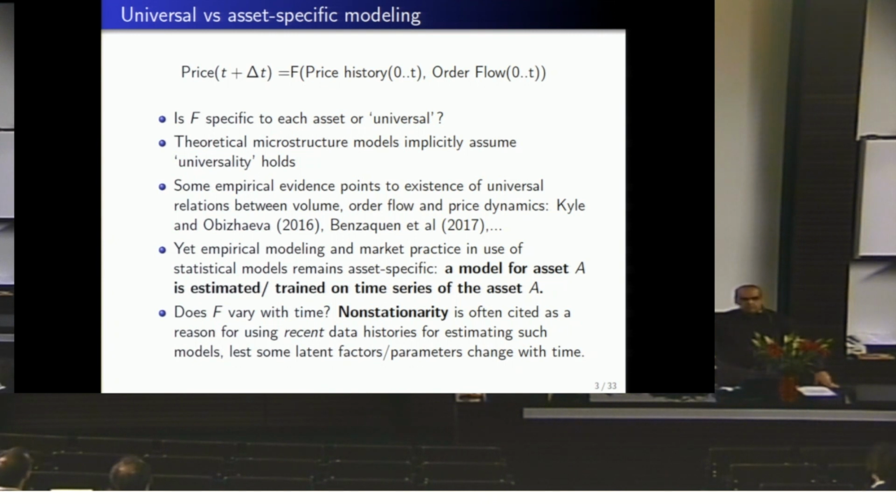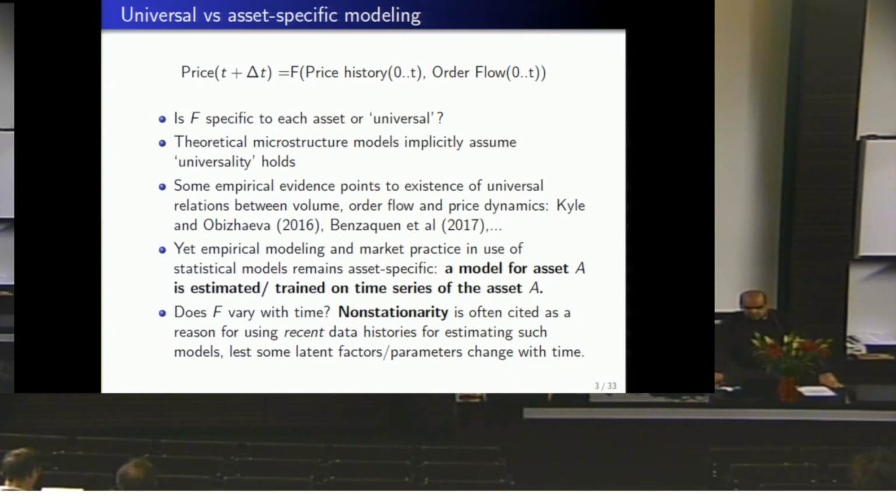But on the other hand, people who use these models tend to use only the data for stock A to build a model for stock A. Then they use data for stock B to build a model for stock B. And they never would mix the data or use the model estimated from data from stock A to calculate something about stock B. So it seems like they don't believe it's universal. There are some empirical studies that point to universality, but nothing really which says, okay, you can use this data for that purpose. It seems that people don't believe that.